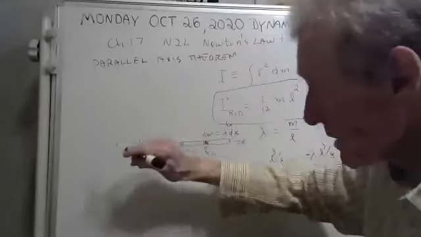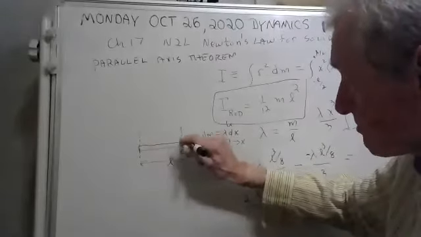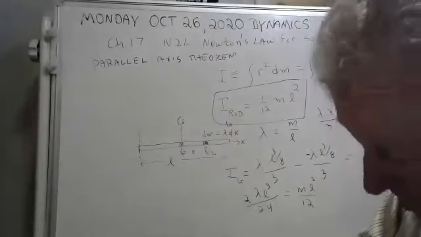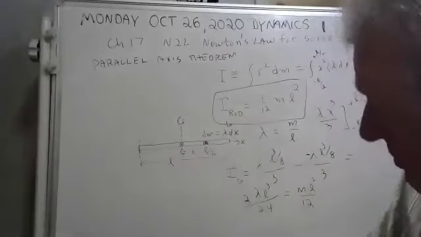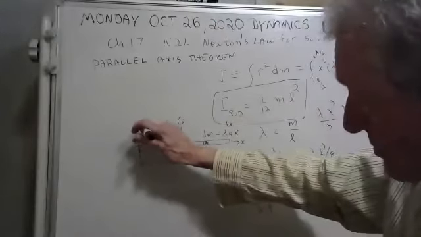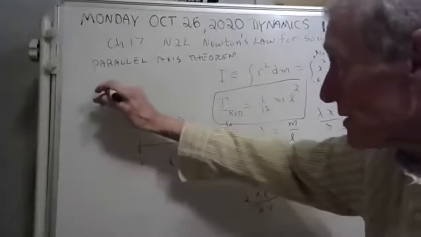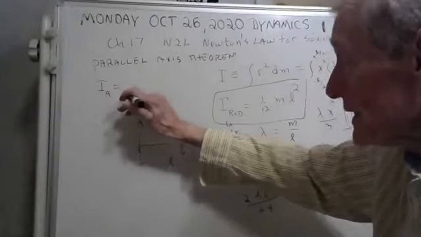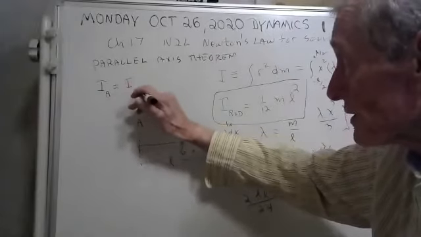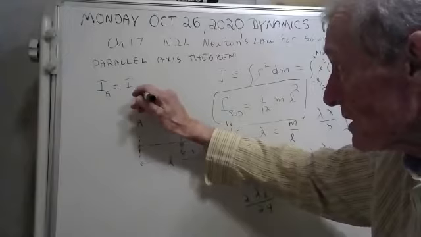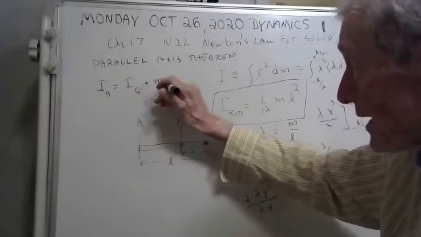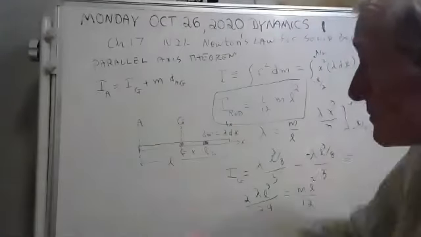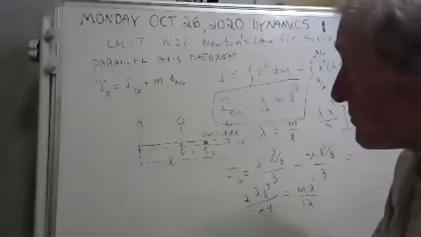And the way it goes is like this. See, this is your center of gravity axis, but this is a different axis. Call it axis A or something like that. Well, it turns out that the moment of inertia about axis A is equal to the moment of inertia about axis G plus the mass times the distance between A and G, squared.